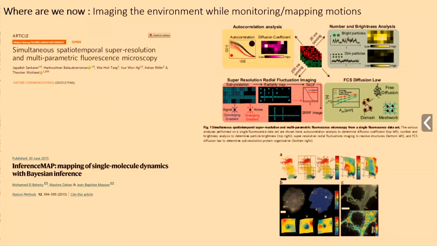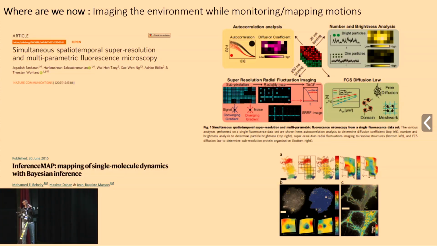So now, what is the future and where are we now? In fact, we are at the position where we can monitor simultaneously spatiotemporal super resolution and multiparametric fluorescence microscopy. It's a quite recent paper from the group of Thorsten, where you can have direct access to the mapping of the autocorrelation. You can look at the number and brightness to give you an idea of the average number of molecules within each pixel in the image. You can also do STED imaging at the same time, and you can also establish from these FCS diffusion laws information about the landscape you're moving in.